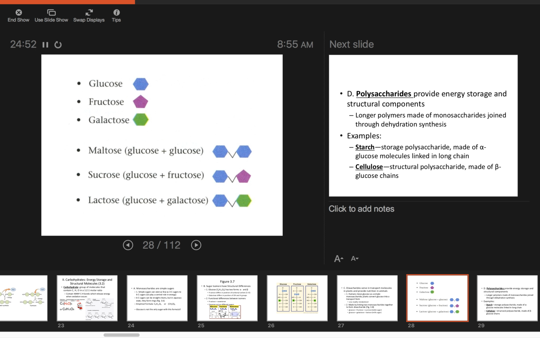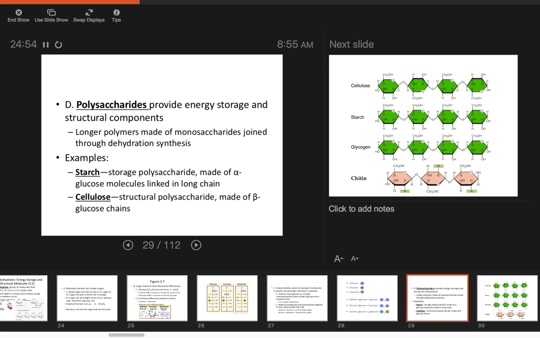Polysaccharides provide energy storage and structural components. Many saccharides are bonded together, and we make them through the dehydration synthesis reaction. Some examples of polysaccharides: starch, usually made of alpha glucose molecules in a very long chain. And then we are also going to talk about cellulose, how it's made of a beta glucose chain. We're going to talk about the difference between alpha and beta glucose here.